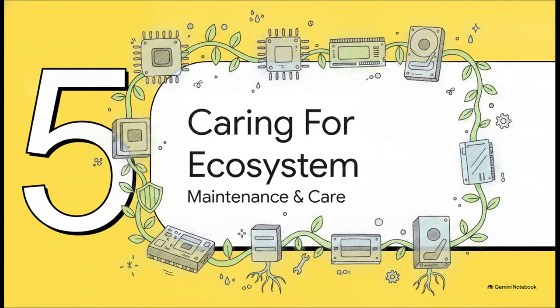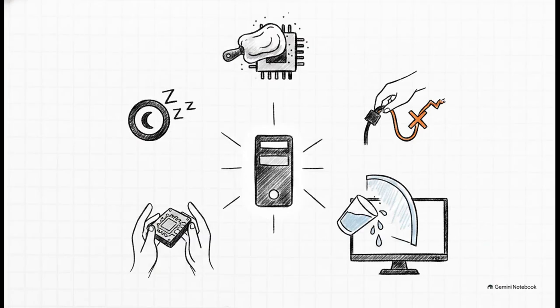Section 5. Caring for your ecosystem. Time for some quick, practical maintenance. Just like a biological body, this delicate digital ecosystem needs proper care from us to survive. You absolutely must keep components clean and dust-free. Dust can suffocate the sensors and cause the internal organs to overheat.